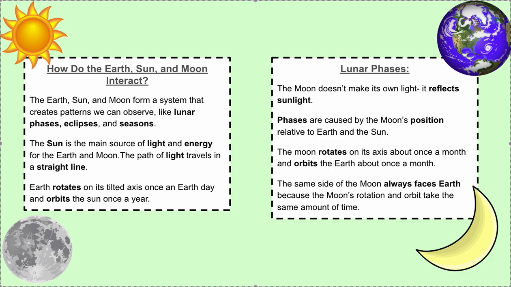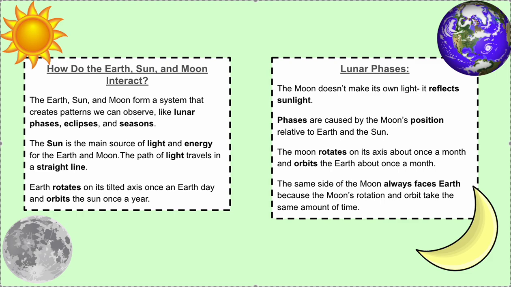The Earth, Moon, and Sun form an interacting system that produces observable, predictable patterns. The sun is the main source of light and energy in this system. Its light travels in straight lines and powers almost everything we experience, from weather to plant growth. The Earth rotates on a tilted axis once every 24 hours, causing day and night. It also orbits the sun once a year, giving us a repeated cycle of seasons.